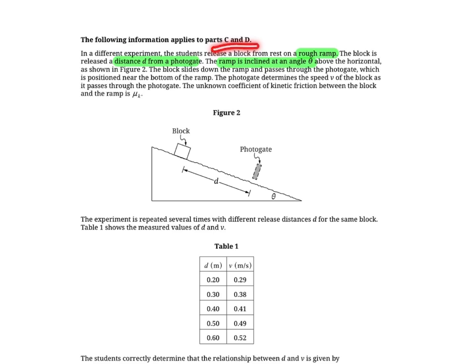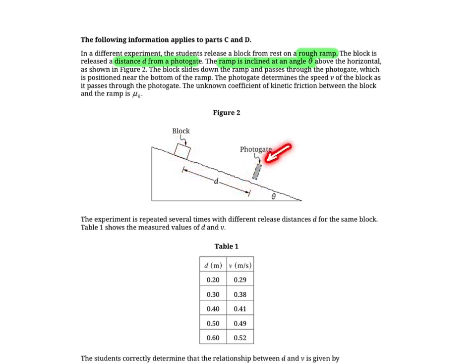In part C and D of this question, a different experiment was conducted in which a student releases a block from rest on a rough ramp. So this is the rough ramp, and here the block is released by a student. The angle of inclination of that rough ramp is given to be theta, and d is the distance from the photo gate from which the block was released.